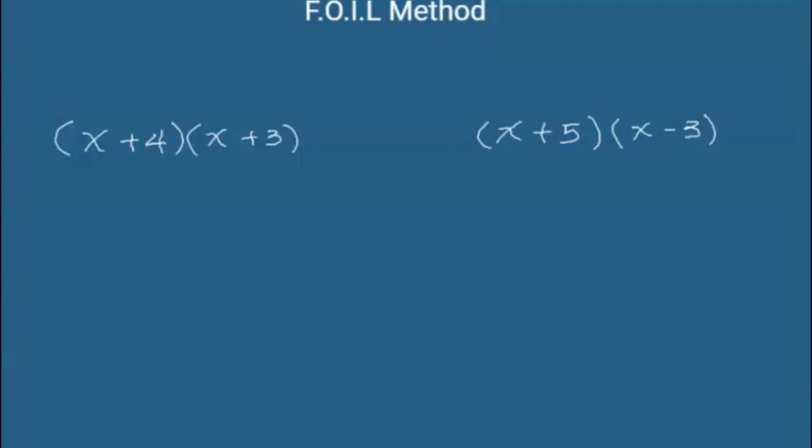Hi everyone, for this video we're going to discuss more about the FOIL method in multiplying polynomials. The FOIL method is used for a binomial multiplied by another binomial. When we say binomial, it means we have two terms. In this example we have x plus 4 and x plus 3.